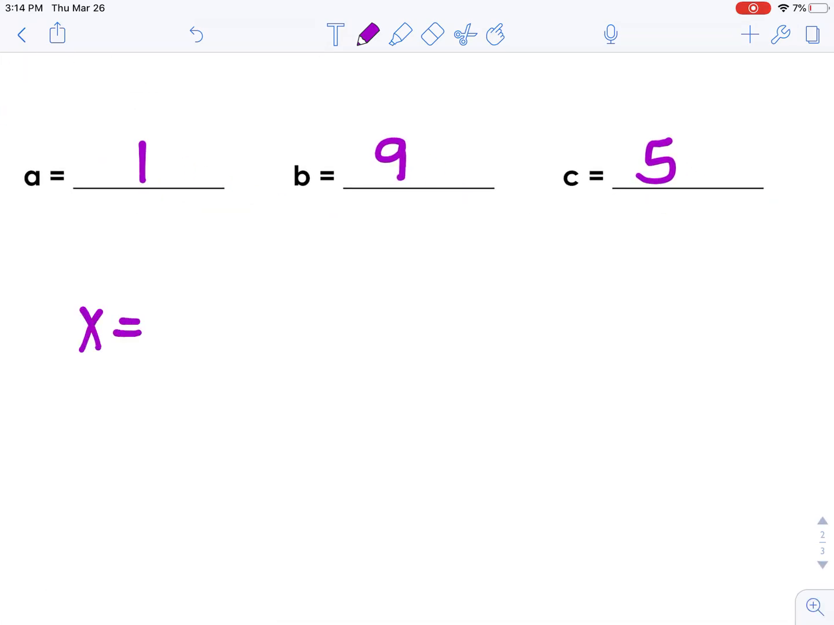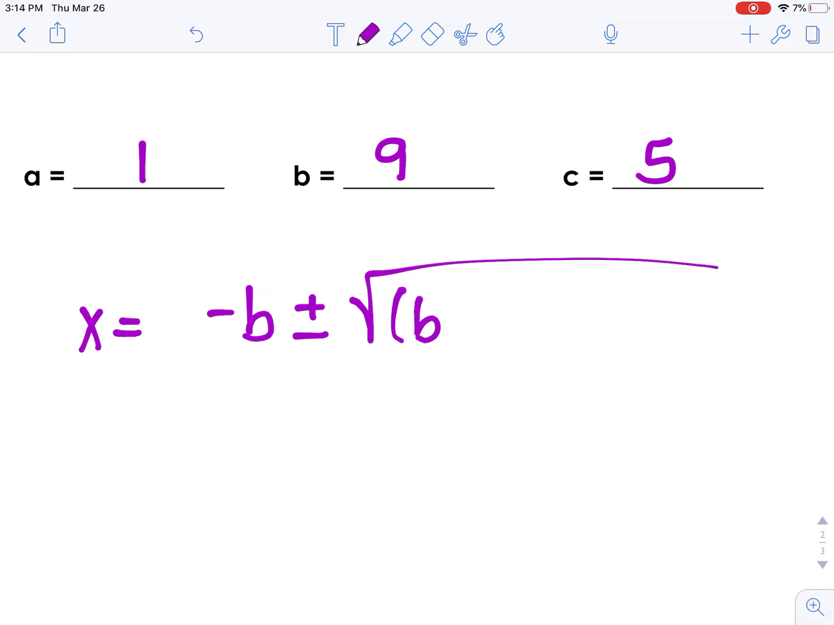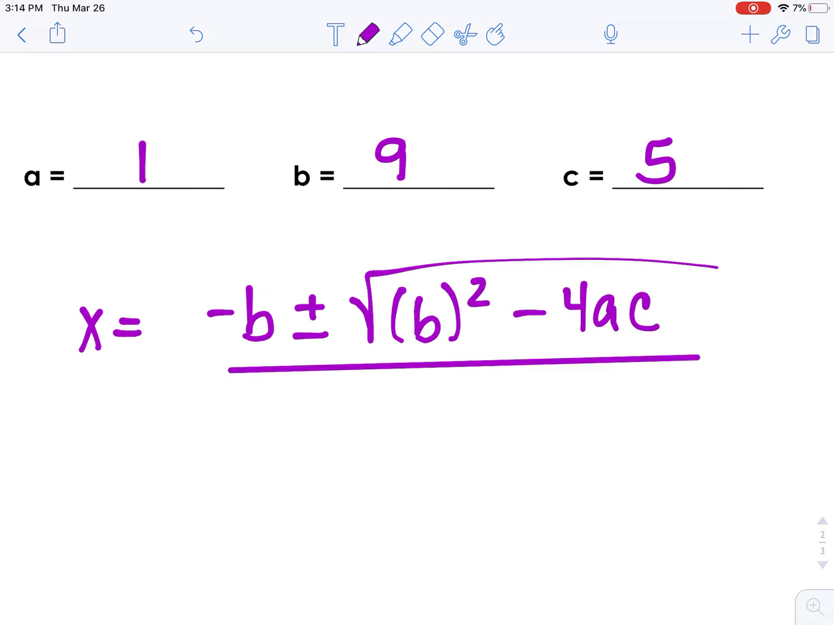Once we have this, we're going to plug into our formula. Do you remember your formula from yesterday? Opposite of b plus or minus the square root of b squared minus 4ac, all over 2a. And we're just going to be replacing our letters with the ones we found above.